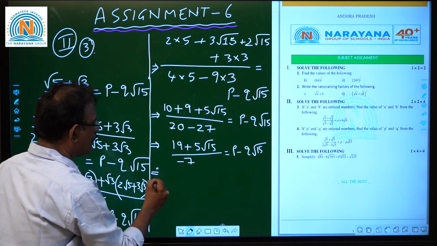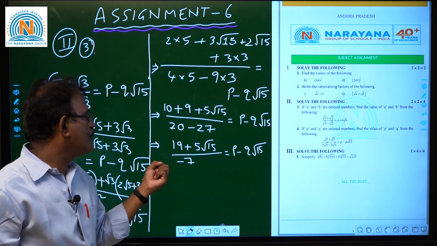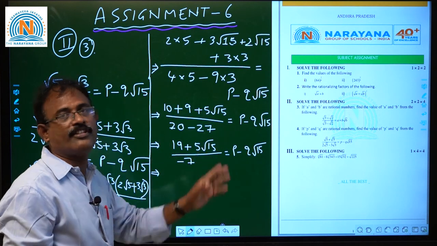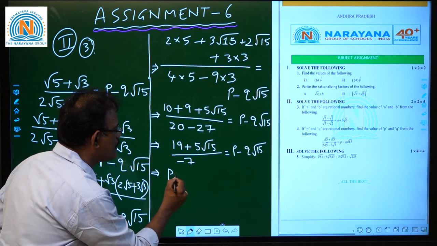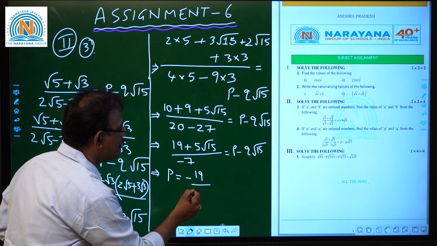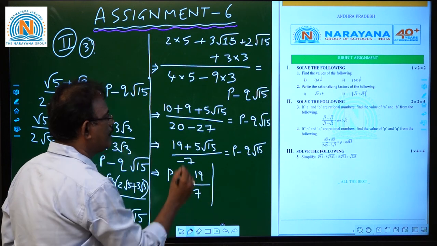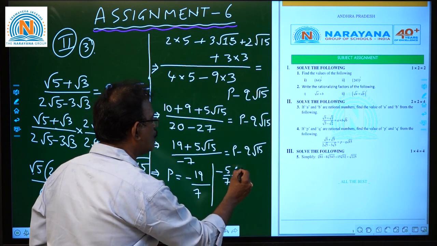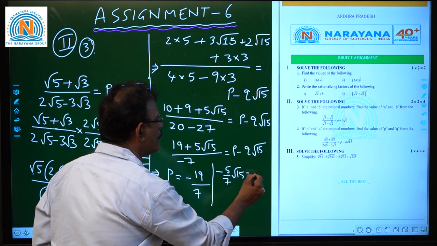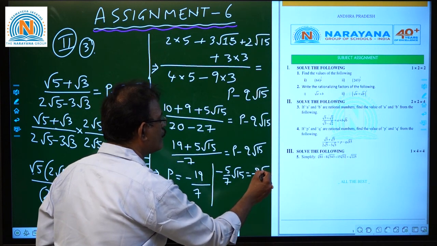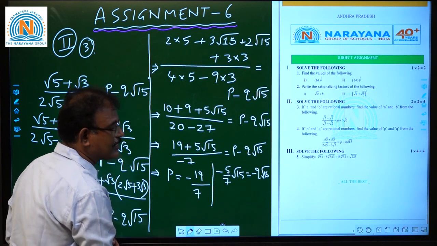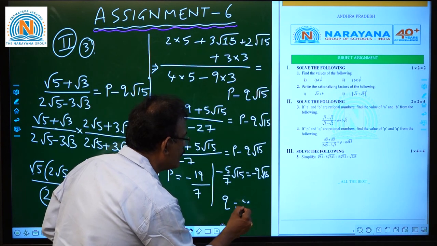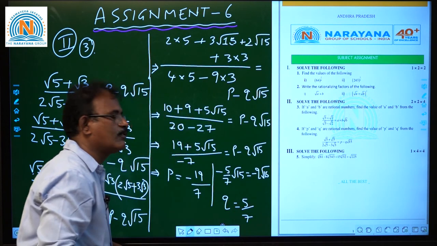So on equating the like terms, so rational numbers, here P, here 19 by minus 7, when 7 distributes to each and every term in the numerator. So P is equal to minus of 19 by 7, and similarly minus 5 by 7 √15 is equal to minus of Q√15. So minus minus getting cancelled, √15 getting cancelled. So Q is equal to 5 by 7.